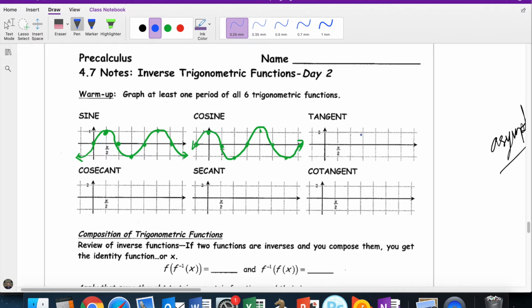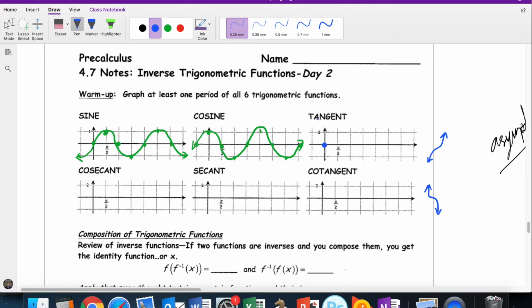Does tangent cross through the origin? Tangent does cross through the origin. Cotangent is the one that does not cross through the origin. So the difference between tangent and cotangent is basically where they begin. Tangent crosses through the origin. Oh, and also their orientation. Tangent has a positive orientation, which means it looks like this. It begins with the left pointing down and then the right ends going up. And cotangent is the opposite. It looks a little bit like this.